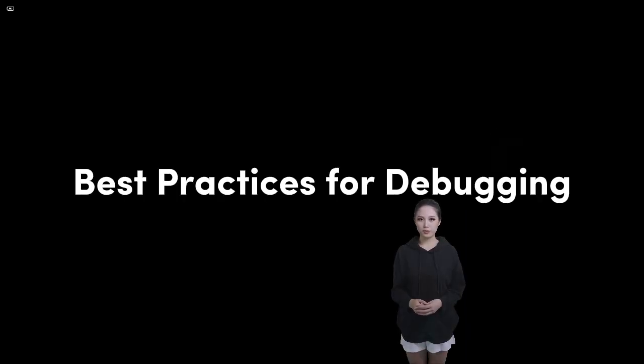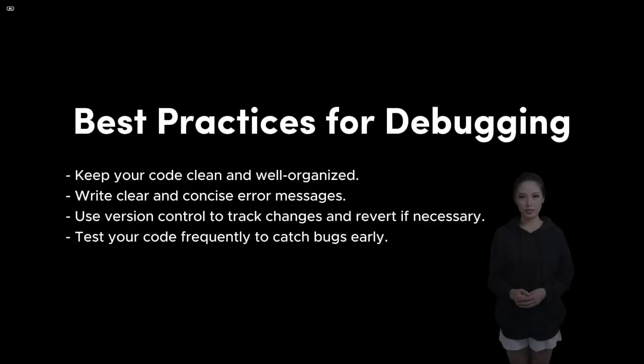Let's explore some of the best practices for debugging. Keep your code clean and well organized. Write clear and concise error messages. Use version control to track changes and revert if necessary. Test your code frequently to catch bugs early.